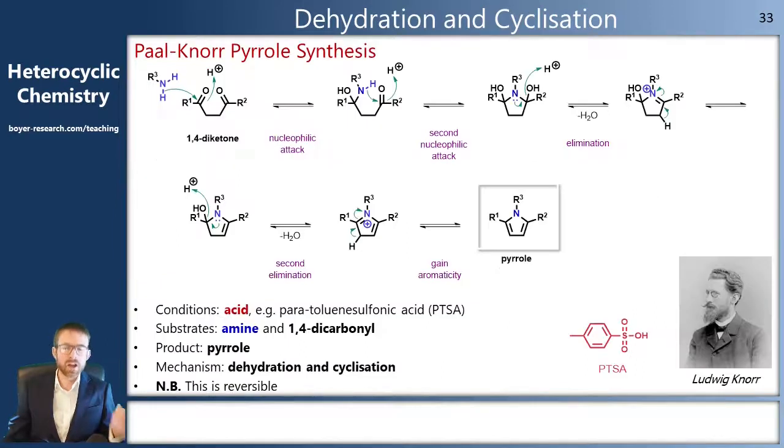So, under acidic conditions, our nucleophilic nitrogen will attack the electrophilic oxygen of one of our carbonyls, and then we'll get an attack of a second carbonyl. This will build a 5-membered ring, and the lone pair can come in and it can assist the removal of water by making iminium species, and then loss of a proton gives us the enamine, and we can do that twice to build the aromatic system. Again, this is a reversible process, and again, it can be catalyzed by acid.